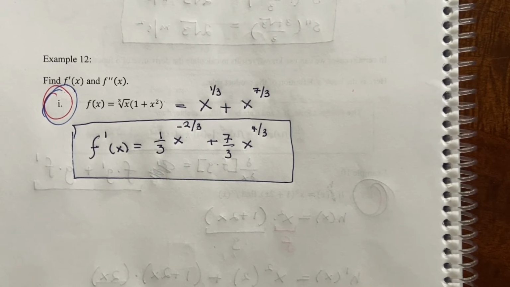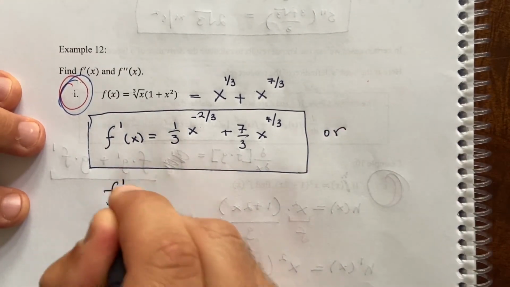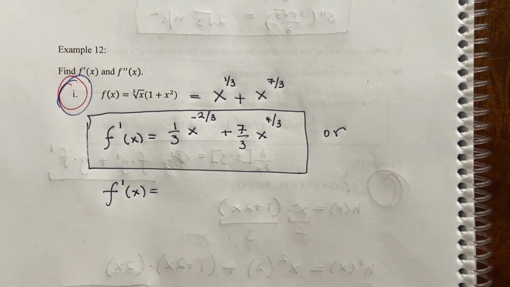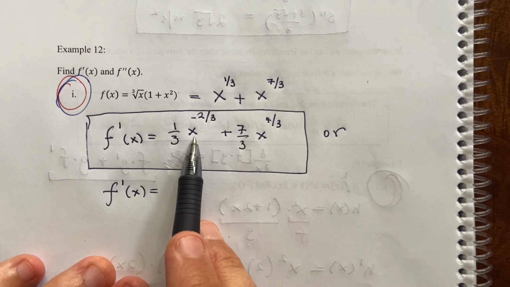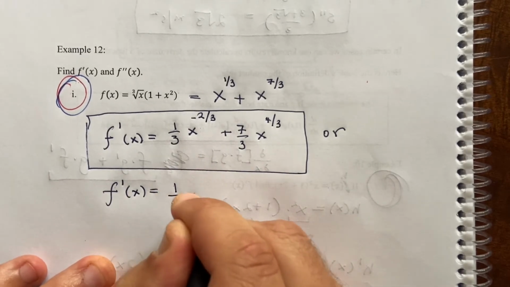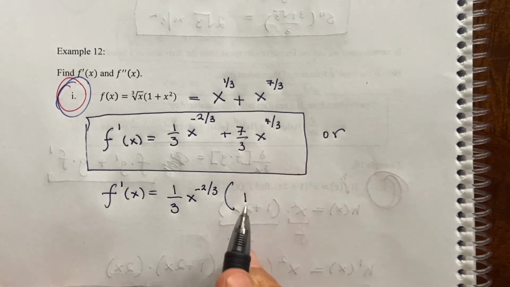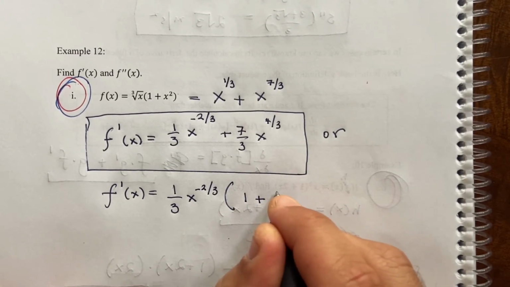It is good to factor these, so you may want to leave these in factored form. Eventually, it'll be nice to have them factored, so it's a good habit to begin thinking about. So I'll factor out maybe a 1/3 times x to the negative 2/3, and then that would leave behind a 1 plus 7x squared.